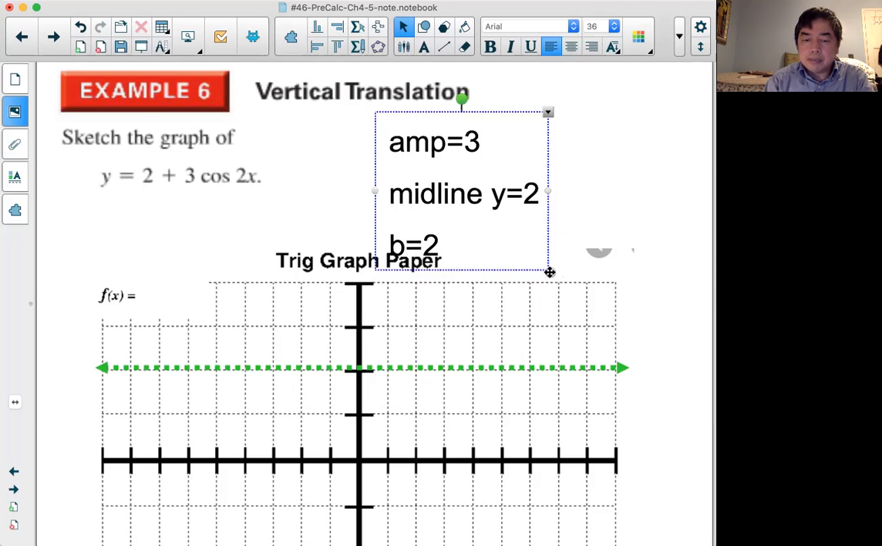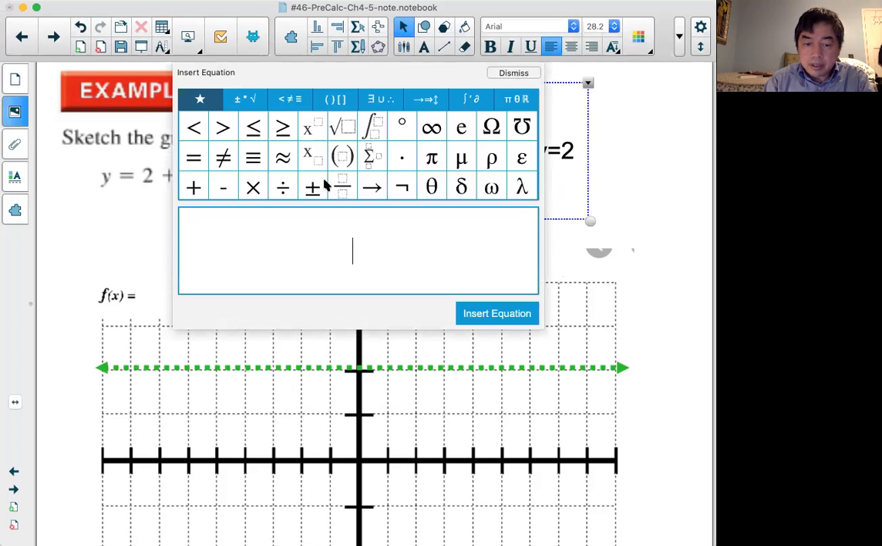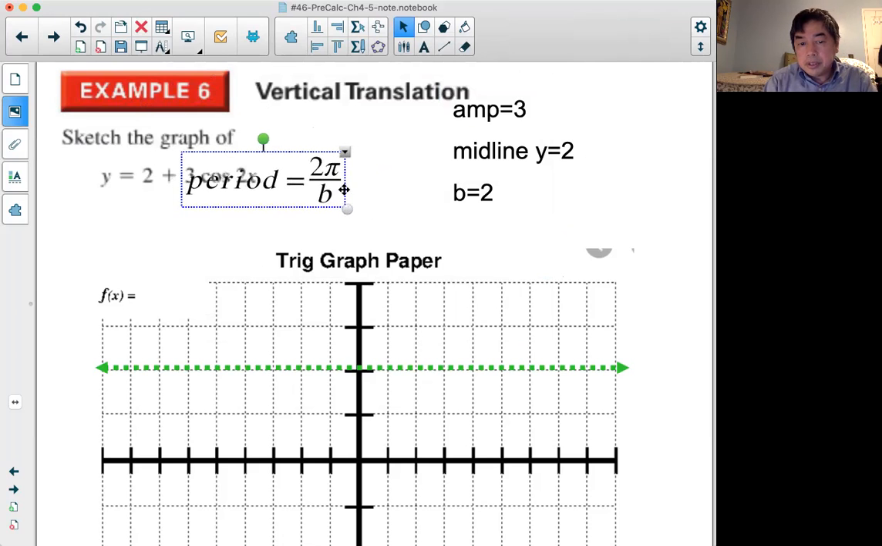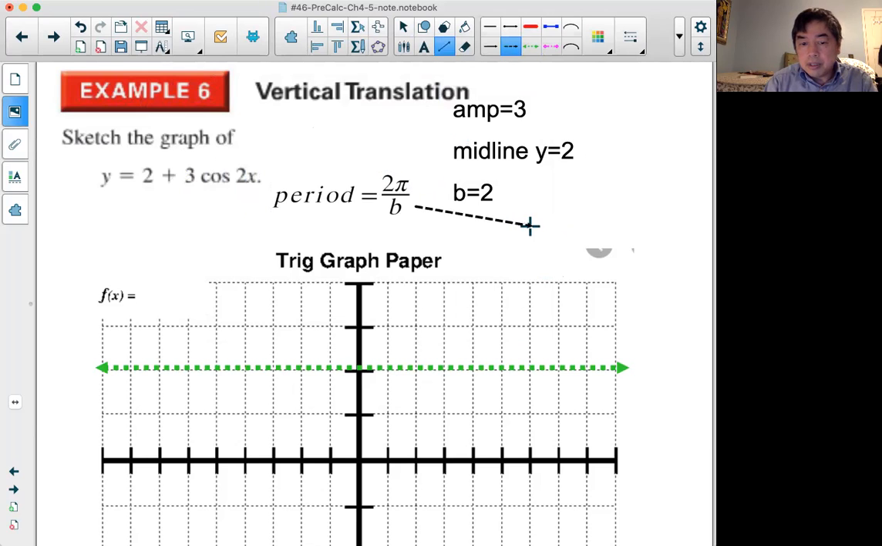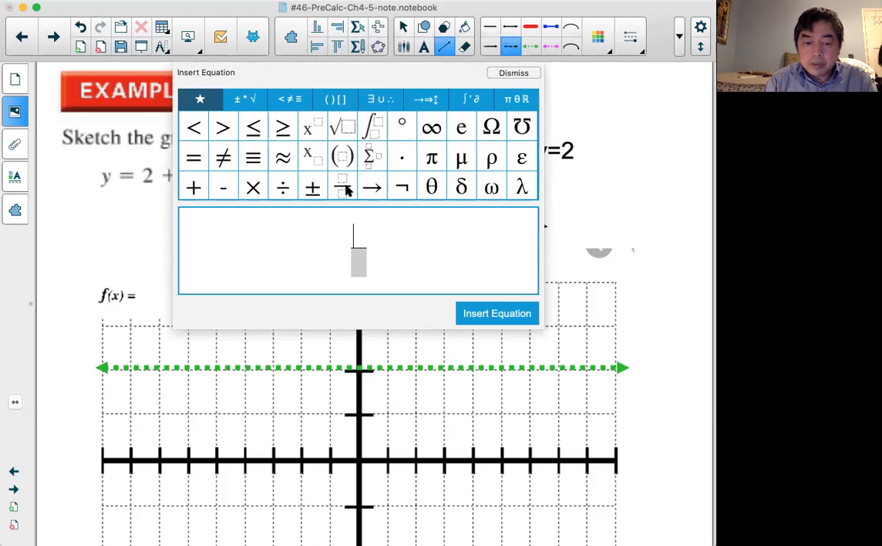So you have to plug in this number to the period. The period is 2 pi divided by b. Evaluate b equals 2, right? So if you plug in b equals 2 to this equation, the period is going to be 2 pi over 2, which is pi.